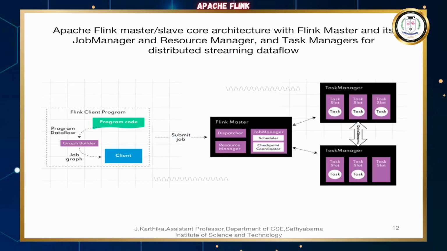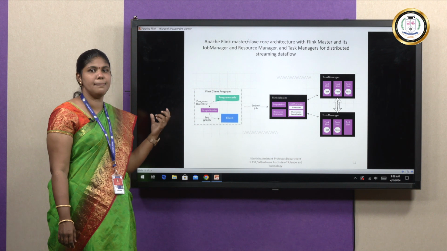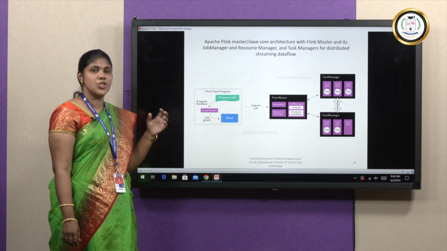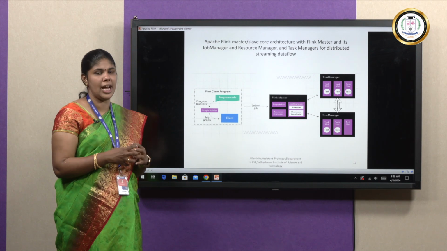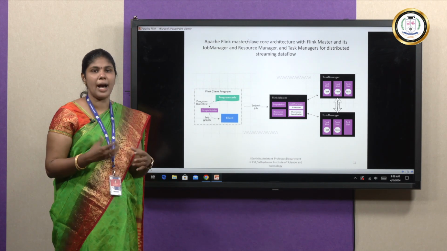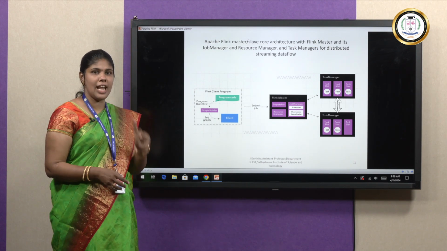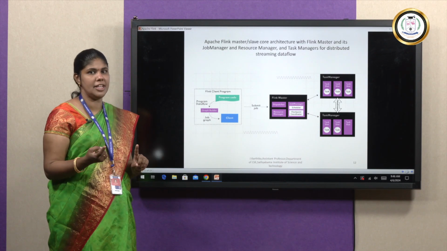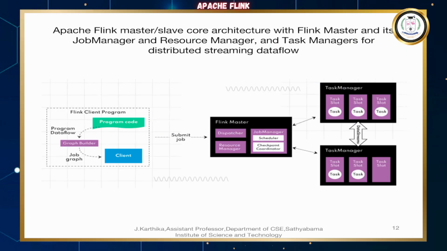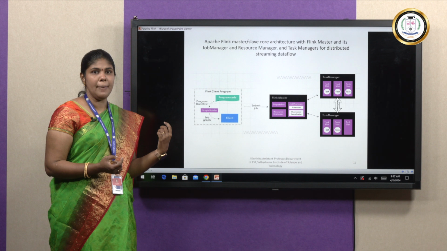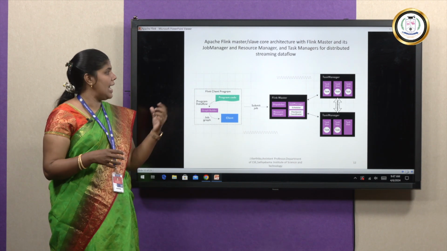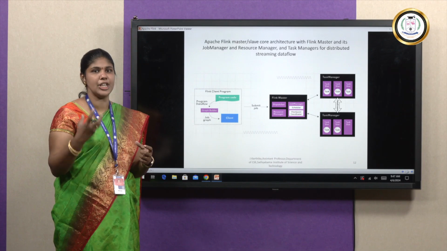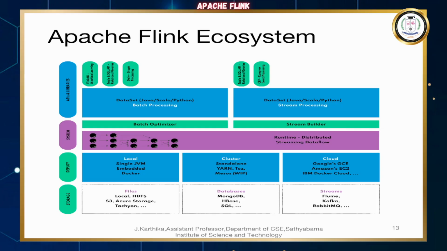Next we are going to see the architecture of Apache Flink. Here the Flink kernel is a major component of Apache Flink. The execution engine will handle all the tasks that are submitted to it. Apache Flink follows a master and slave architecture, so it will have one master and multiple slaves, and it consists of a job manager and a task manager. The job manager is responsible for managing and scheduling the jobs submitted to it, and the task manager is responsible for executing the jobs.